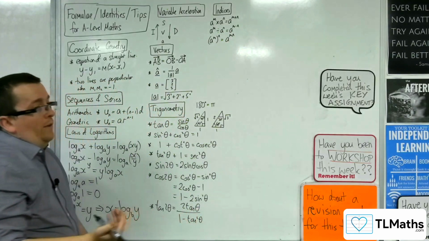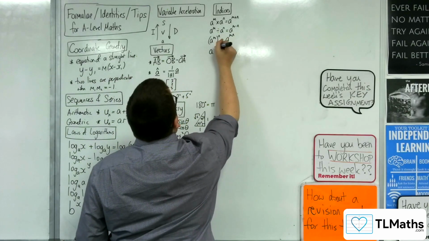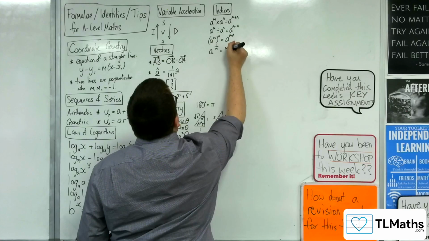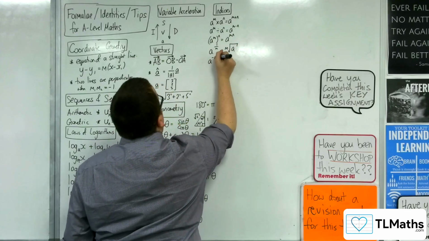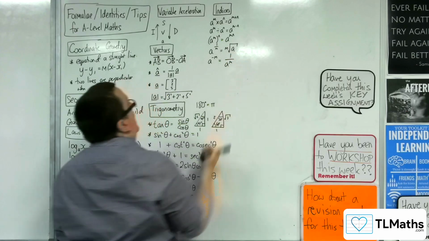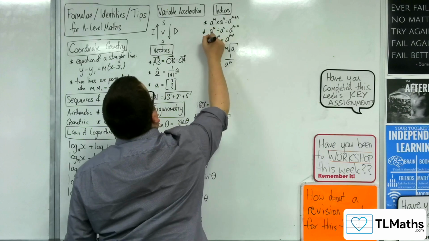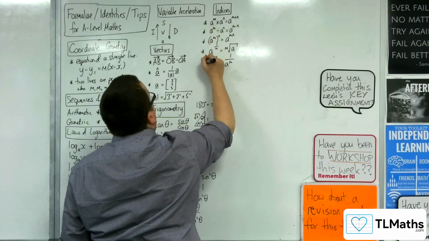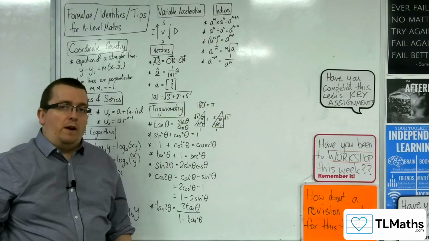The ones that catch people out are things like a to the 1 over m, which is the mth root of a. And also that a to the minus m is 1 over a to the m. I'm still seeing students that have problems with the index laws, even into the second year. So it needs a lot of rigorous practice to get it right.